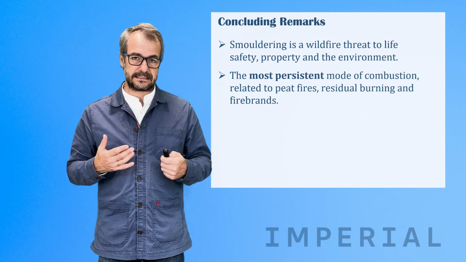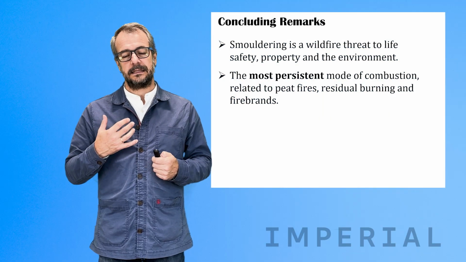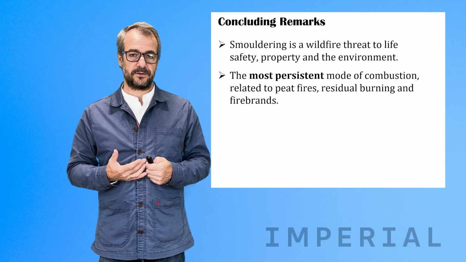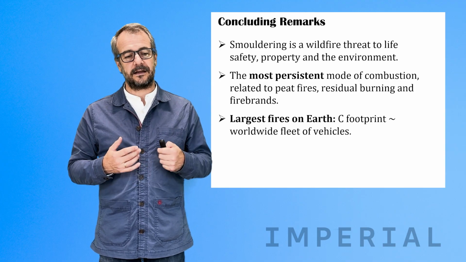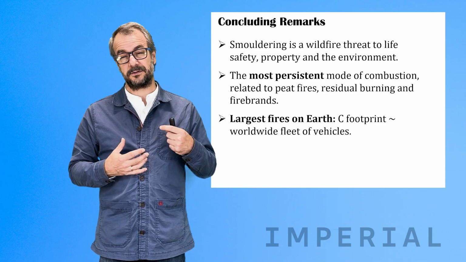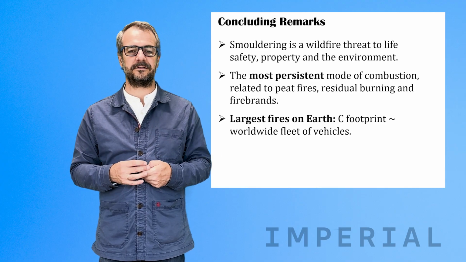So with this, I want to finish and just summarize that smoldering is a threat. It's a threat to people, and it's a threat to the ecosystems. That it is the most persistent type of combustion and is related to peat fires, but other phenomena as well, and that these are the largest fires on Earth in terms of the carbon footprint and the emissions that they produce, equivalent to the worldwide fleet of vehicles.